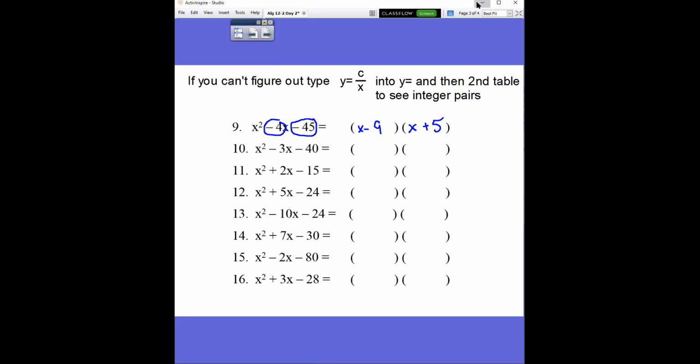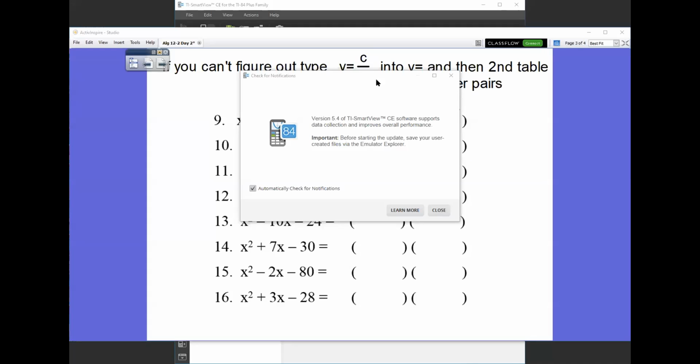All right. I don't know why my calculator is not opening. There we go. I know I stopped sharing my screen. I'll be there in 1 second. Oh, that didn't do what I wanted it to. Hold on.